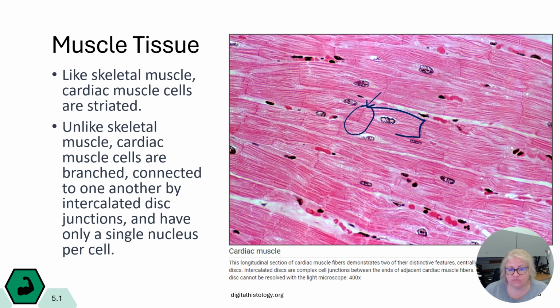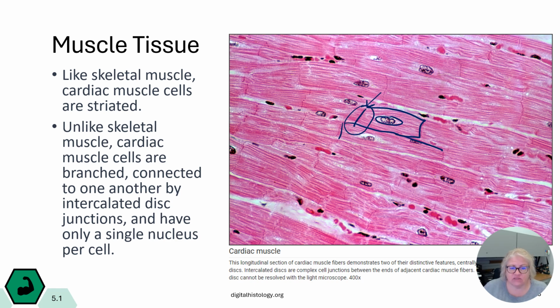This is a good one. But we have branching there. So we have a branch coming off here. And then we have one nucleus. And again, if it doesn't look like there's a nucleus, it's because of the way they sliced it. They didn't slice through the section that had the nucleus in it.